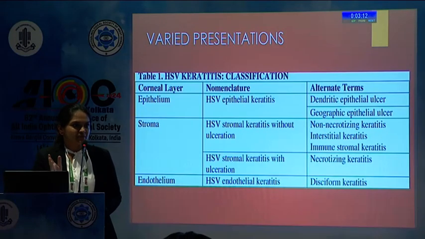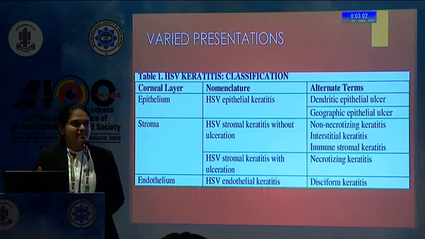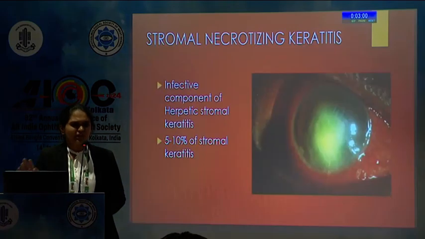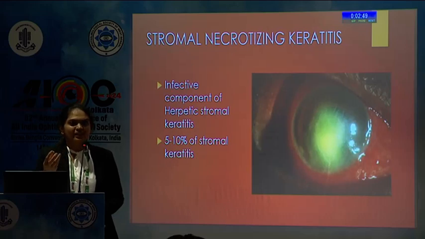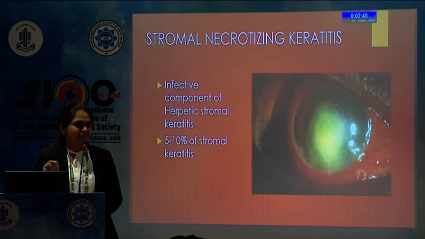So this virus presents in all the layers of the cornea, in the epithelium as dendritic ulcer, geographic ulcer, in the stroma as a necrotizing as well as a non-necrotizing keratitis, in the endothelium as a disciform keratitis. Now we are going to see only about this necrotizing keratitis. It is an infective component of stromal keratitis. Usually stromal keratitis is an immune component. It is due to viral antigens when the body reacts to the antigens. But when you see a necrotizing keratitis, it is of the infective type.